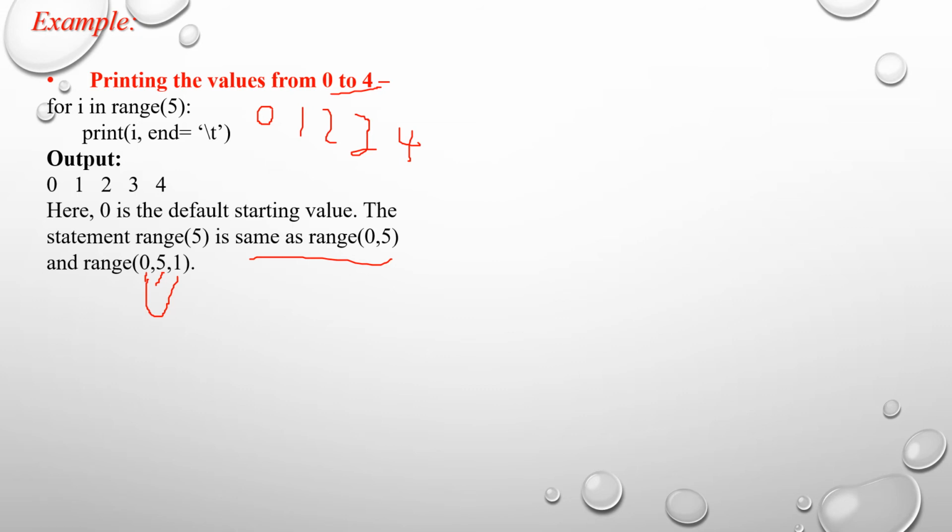The interpreter will print the values. In this particular example, it prints the values from 0 to 4. If the range is 6, the interpreter is going to print the values from 0 to 5. If the range is 10, the interpreter is going to print the values from 0 to 9.